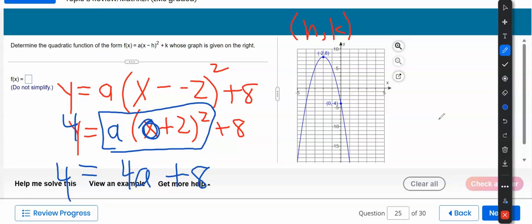Put 4 in for A. No, we need to solve that for A. What do we want to do, or how do we want to do that? You know how to solve. Did you subtract the 8? Subtract the 8. Good job. Okay.